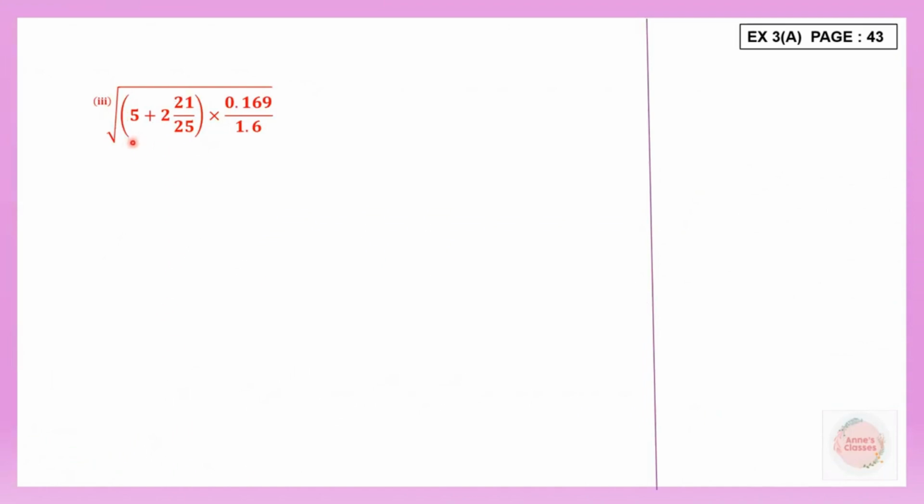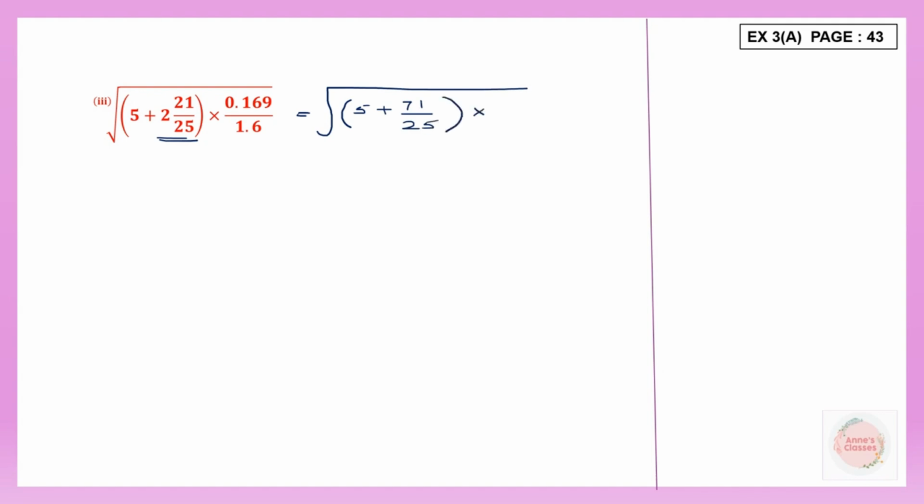Question 3. So here we have addition and here we have multiplication. This is in brackets, so we need to work this out. So let's do this slowly and carefully. So here we have the square root of 5 plus. Now let's convert this. 25 into 2 is 50. 50 plus 21 is 71. So that is 71 by 25.